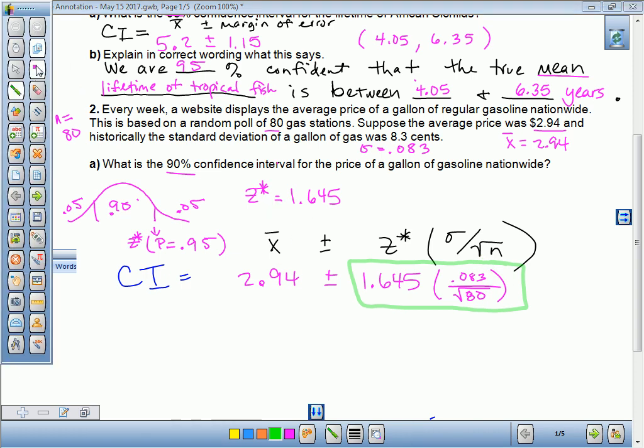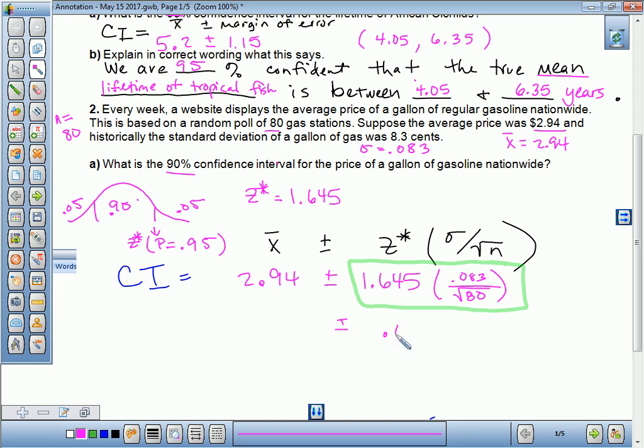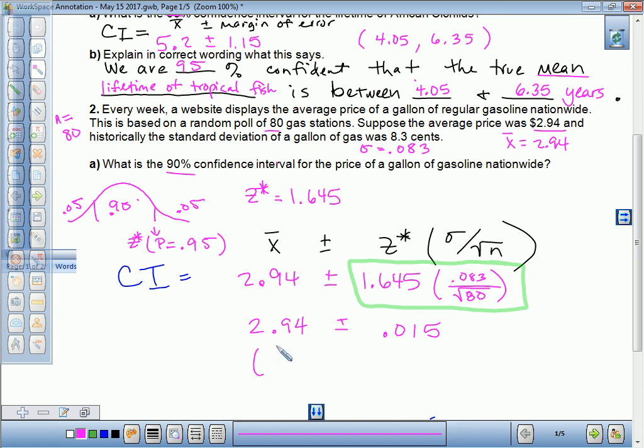So, to the nearest thousandth, did you get 15 thousandths? Yes. Okay. So the margin of error is 15 thousandths. And when we add and subtract that number from our mean, we're going to get a lower bound of 2.925 and an upper bound of 2.955.